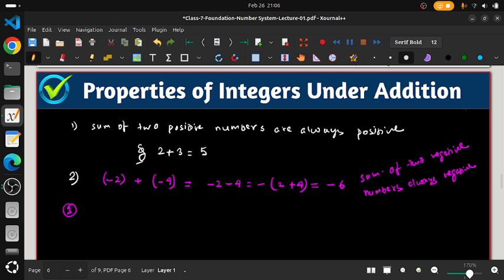Suppose I add 3 with minus 2, what will we get? You'll get 1, since 3 minus 2 is 1. Or if I add 3 with minus 4, 3 minus 4 is minus 1. That means the sum of a positive and a negative number can be positive or negative. So you cannot say that the sum of a positive and a negative number is always positive. It can be either positive or negative. I hope you understood the basics.